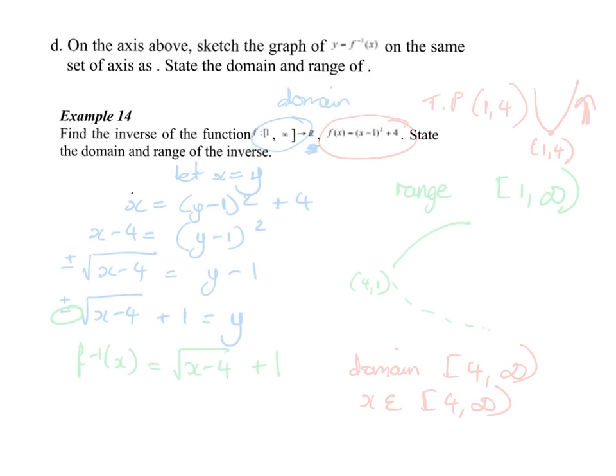Let's put it all together in mapping notation, because that's the way the question was given to me. So f minus 1 of x, such that now my domain is 4 to infinity, and we know that they are real numbers within that domain. So f minus 1 of x is equal to the square root of x minus 4 plus 1.